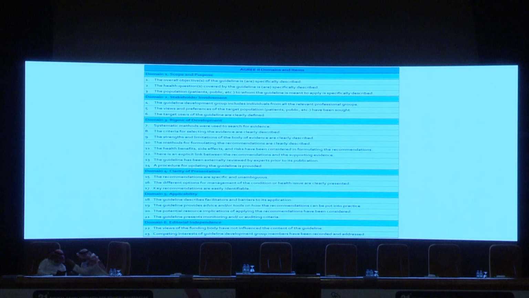Thanks. Domain 4 clarity of presentation. Domain 5 applicability. And domain 6 editorial independence. So everything, as you can see, is objective. We totally avoided being subjective, where everyone thinks by their own mood and opinion. No, there is objectivity. This is the way that we are going to evaluate all CPGs that we come across. It's an agreed upon tool that every CPG in the search result will be evaluated on, which is AGREE II. Thank you.